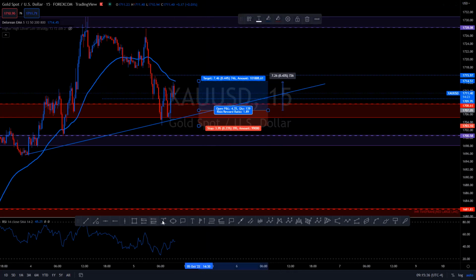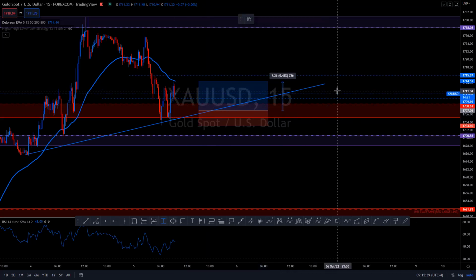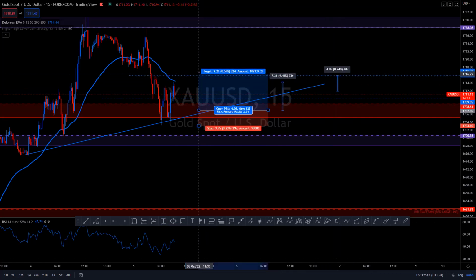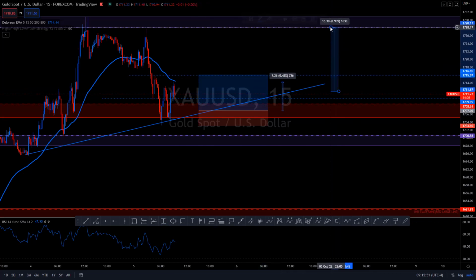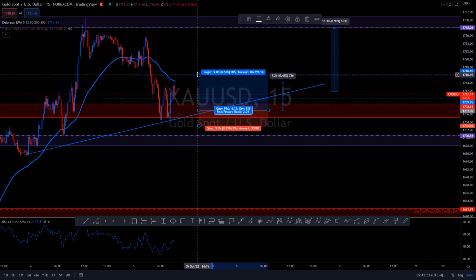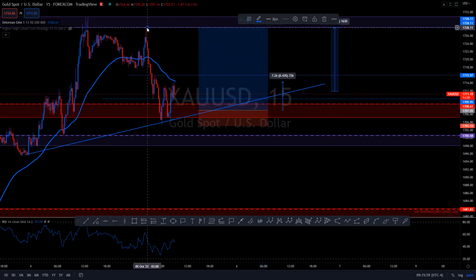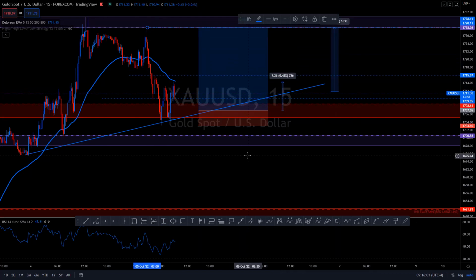That's if it starts down here. Now, if it starts from this candle, then I'm looking to get all of this up here, and then ultimately target all this liquidity up here from this supply zone. So we'll just have to see what price decides to do.